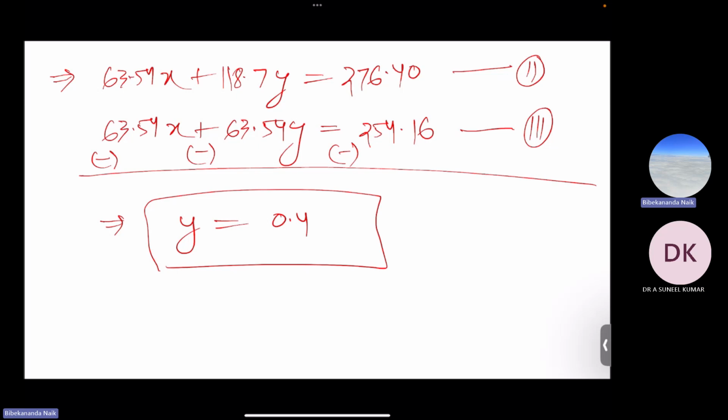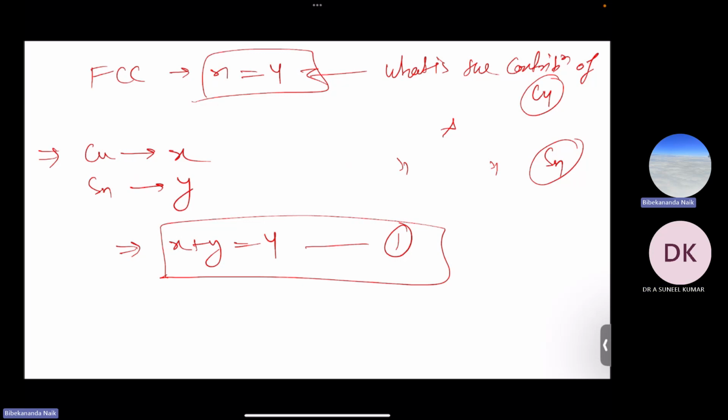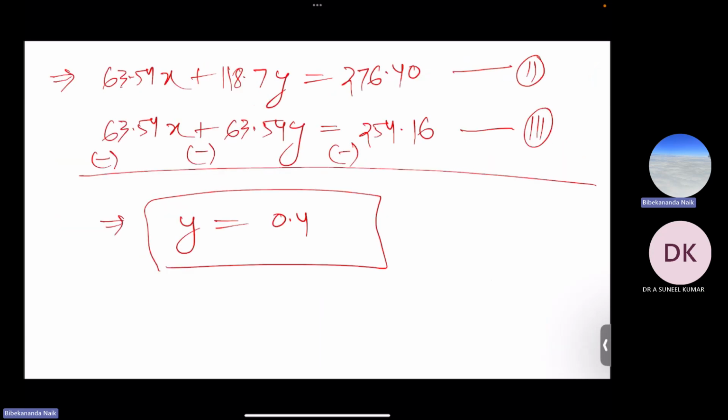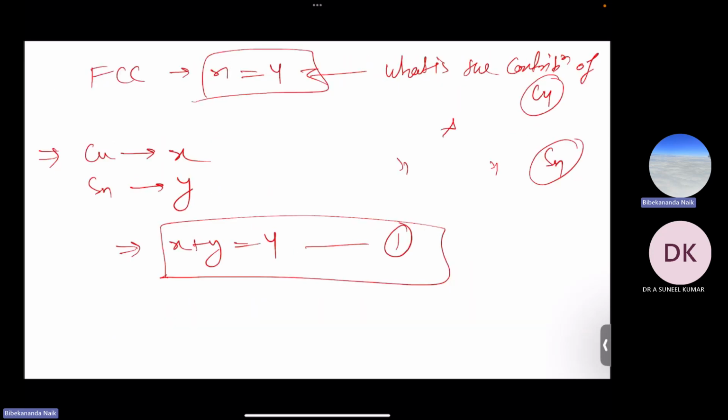Okay. You got it? Y equals 0.4. So if you see, what is the question? The atomic fraction of tin in bronze. So in bronze, there are a total of 4 atoms, out of which 0.4 contributions come from tin, because in the problem, we have taken the contribution from tin as Y and the contribution from copper as X.